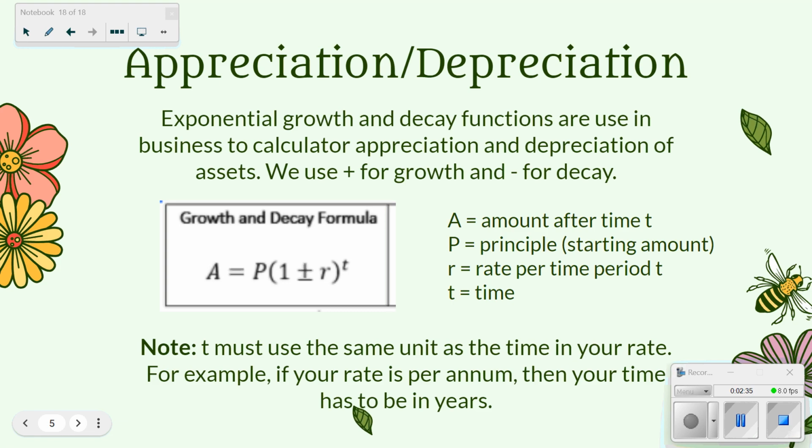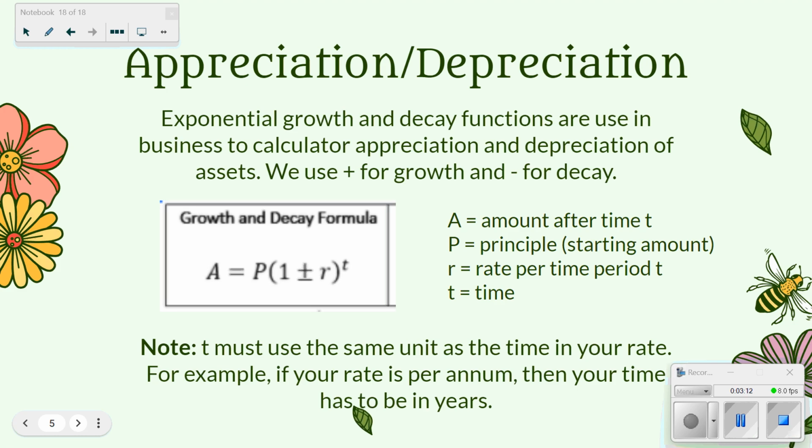You have A, which means the amount of your asset after a certain time, equals P. So P is your principal. That is the starting amount that you're investing maybe, or starting amount if you have a population that's growing at an exponential rate. That's always the starting amount. You're going to multiply that by 1 plus or minus your rate, and that will be your base. So plus if it will be growth or appreciation, minus for decay or depreciation.